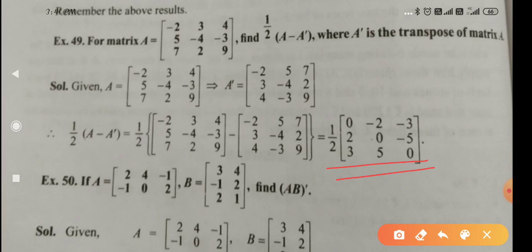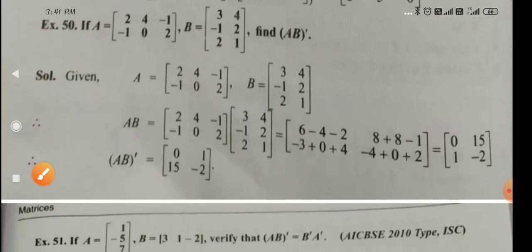Now example 50. You can see this example. What is given in this example? A is given, B is given, A B dash you have to find. So first of all you find product of A and B, and then you find its transpose. A is given, B is given, A, B you can see here, A and B you have written.